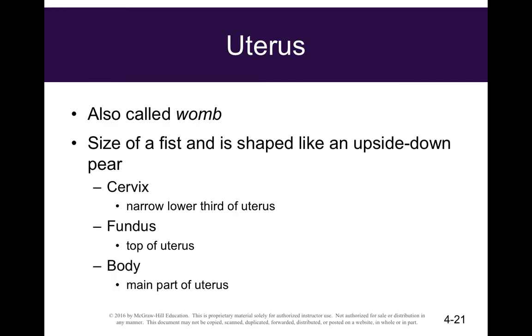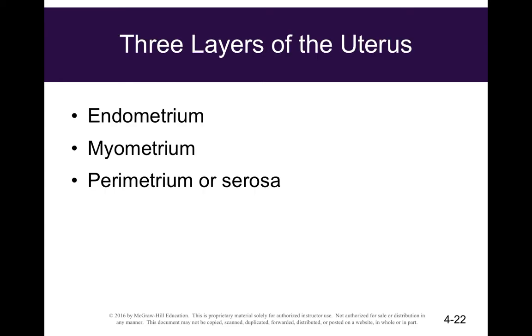Next, we have the uterus, also called the womb. It's the size of a fist, and it's shaped like an upside-down pear. It has different parts. The cervix is the narrow lower third of the uterus. The fundus is the top of the uterus. And the body is the main part of the uterus. There are three layers of the uterus: the endometrium, the inner layer, the myometrium, the middle layer, and the perimetrium or serosa, the outer layer.